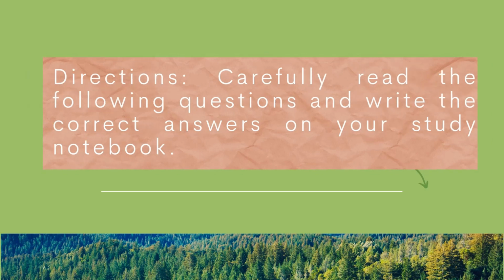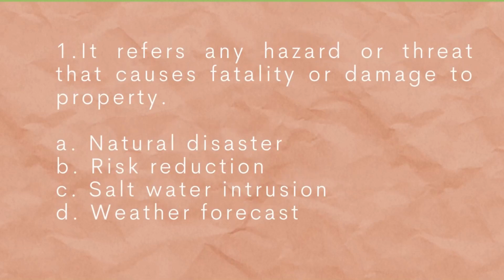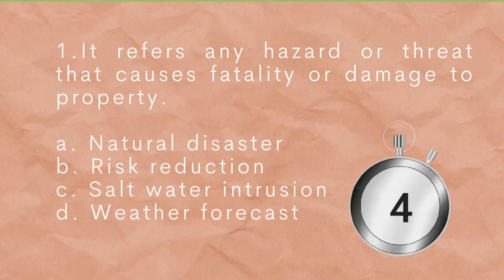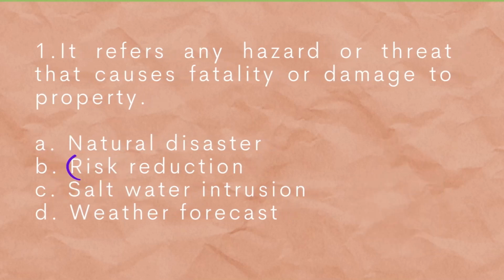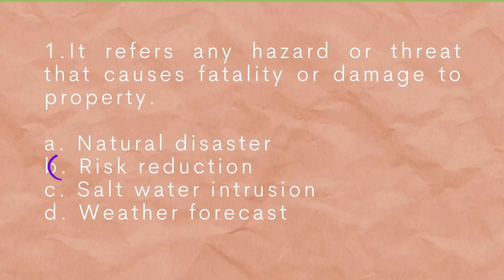Number 1. It refers to any hazard or threat that causes fatality or damage to property. A. Natural disaster. B. Risk reduction. C. Saltwater intrusions. D. Weather forecast. What's your answer? Okay, the correct answer is letter B.